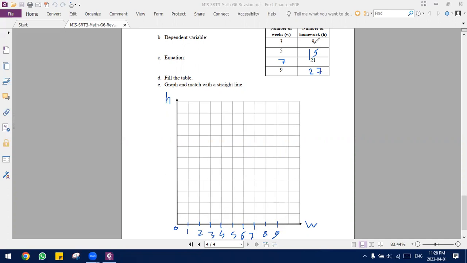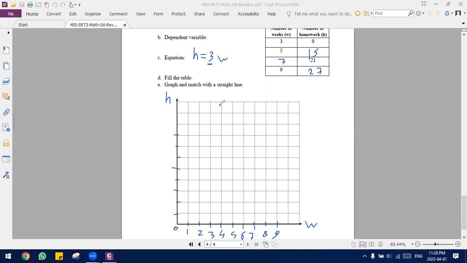Now, when I check the second column here, 9, 15, 21, 27. The highest value is 27. So can I move like this? 1, 2, 3, 4. No, it's very long. I need 27 squares to make it. It's very long. So how much should I move for each step? We need to use the equation. Remember in the equation it was h equal to 3w. So in each w, I'm increasing the value by 3.